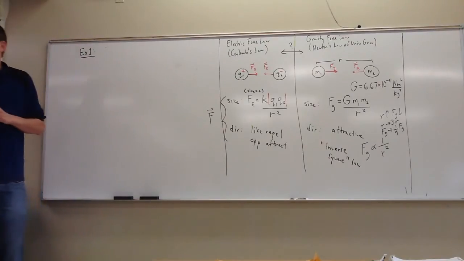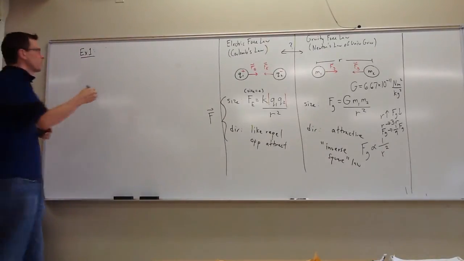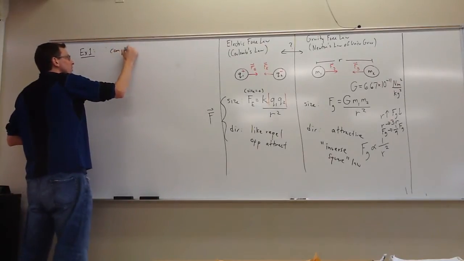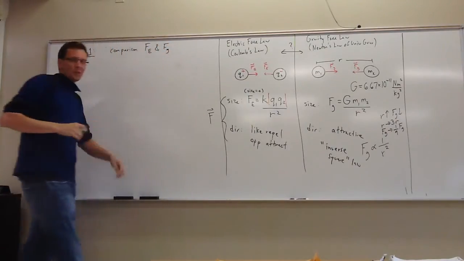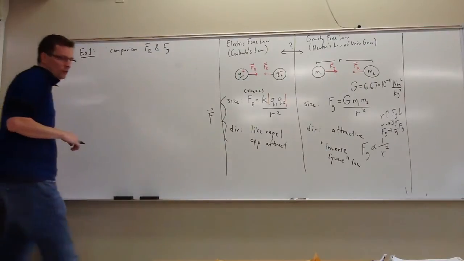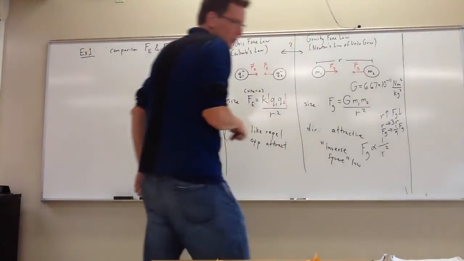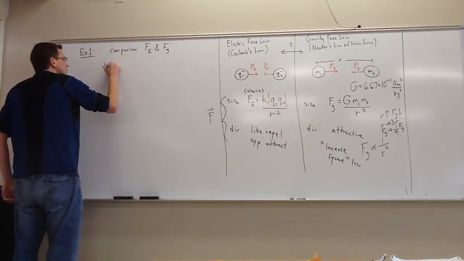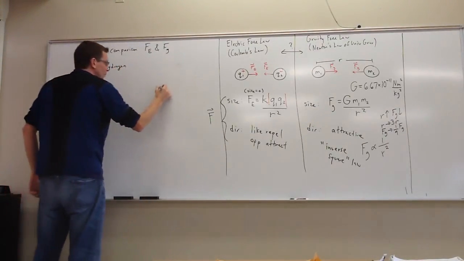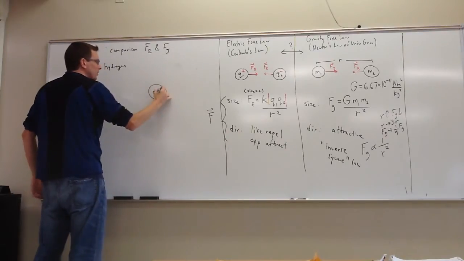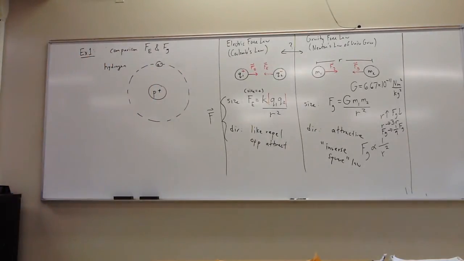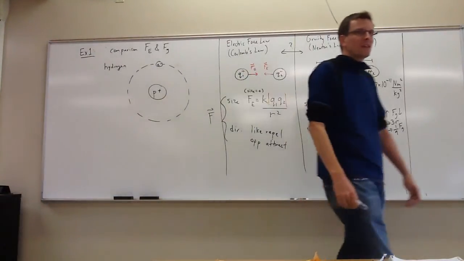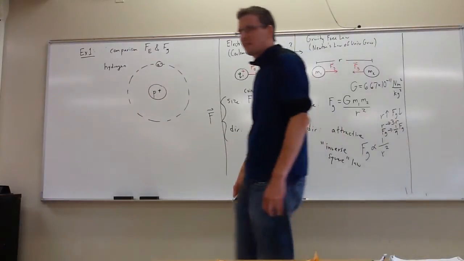And just to give you a sense of what is important about the example, we're going to do a comparison of the electrical force and gravitational force in this situation. So let's go ahead and draw our hydrogen atom, which is simply a proton and an electron. We're going to assume our relatively simplistic model here, where the electron is orbiting like a little planet around the proton.